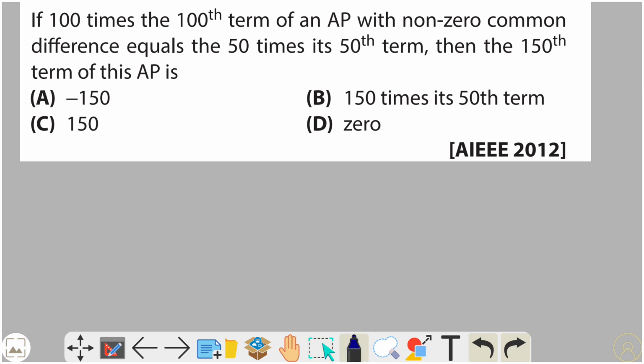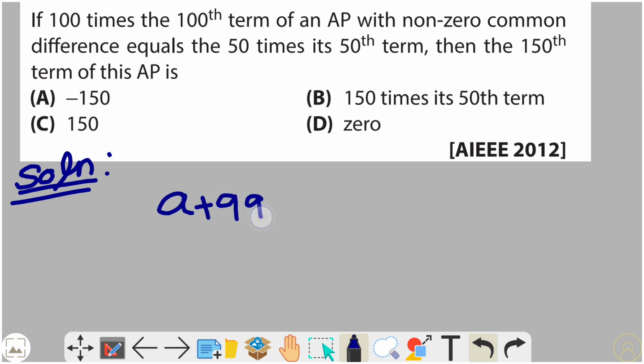So, solution. It's a very easy question. 100 times the 100th term; the 100th term is A plus 99D, we all know that. The first term is A, the second term is A plus D, and the third term is A plus 2D, so until the 100th term, which is A plus 99D.